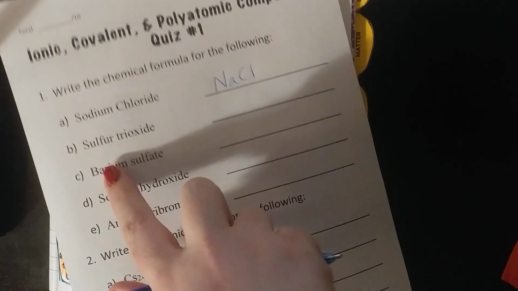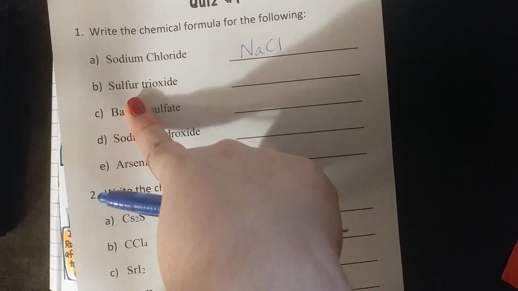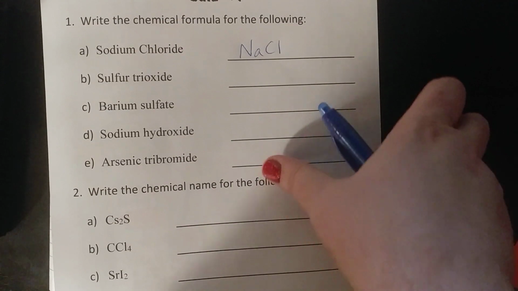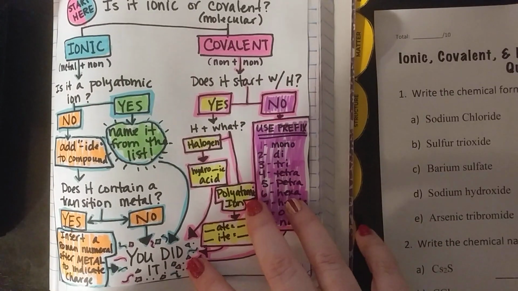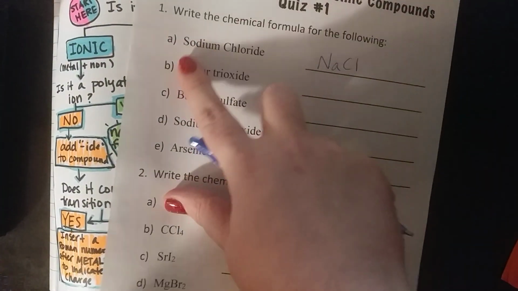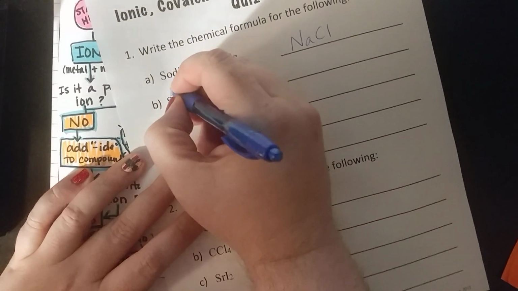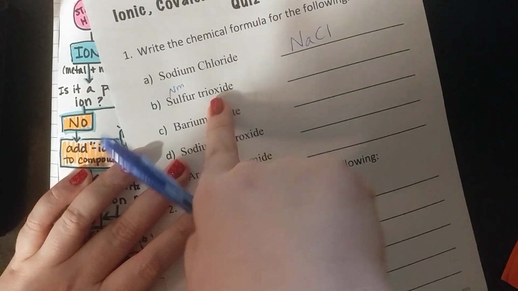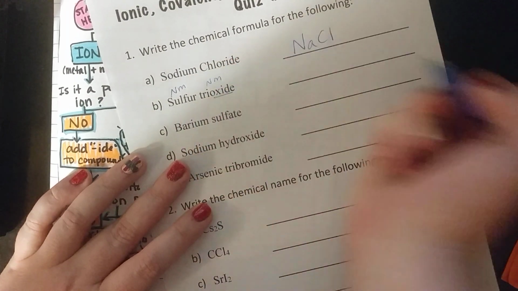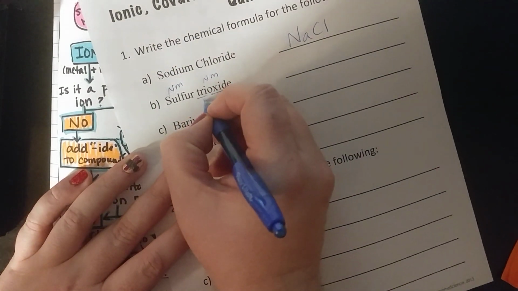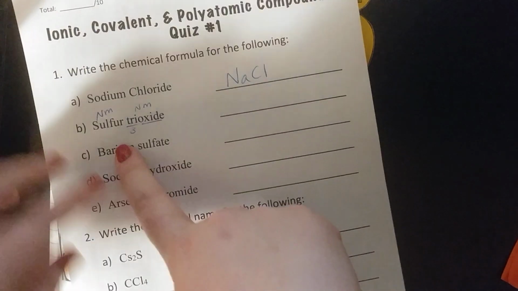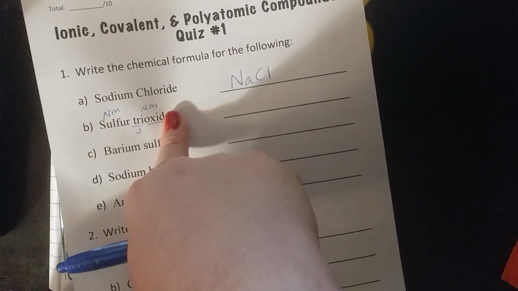Yay! Then we get to number 2, and it's sulfur trioxide. I think I know what that is, but I'm not sure. I'm going to go look at my notes and see what it is. So sulfur. I know sulfur is a nonmetal. I also know that oxide is oxygen, which is also a nonmetal. And I also know that tri means 3. So if you look at nonmetal and nonmetal, that's a covalent bond.